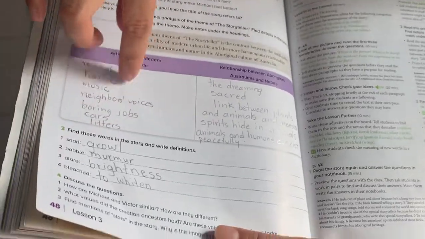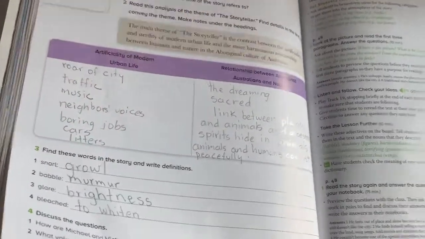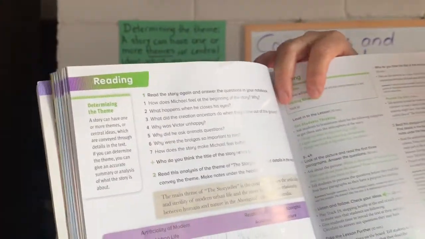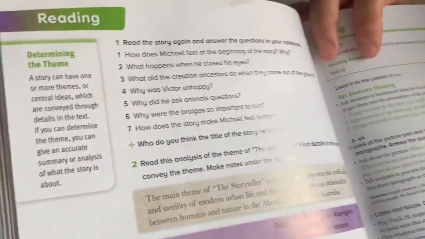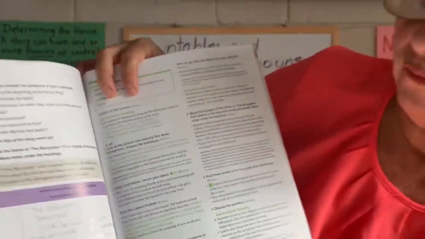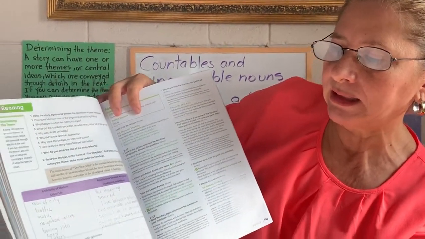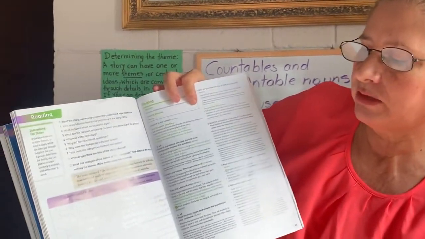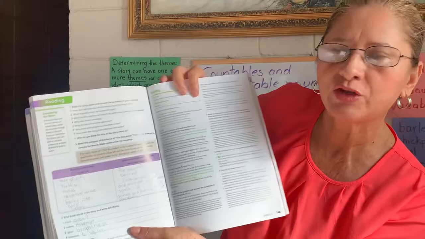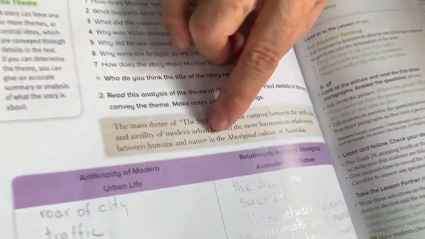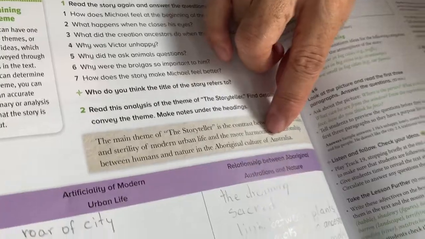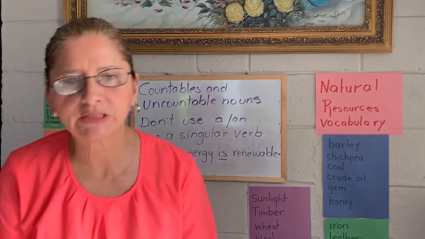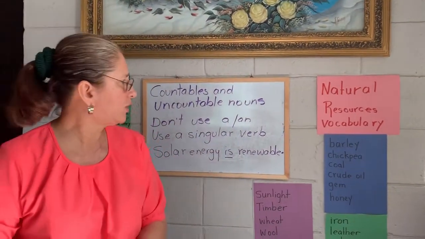This one is already done, okay? And remember that the theme of The Storyteller is the contrast between the artificiality and sterility of the modern life in which Michael lived, and the relationship between humans and nature in the Aboriginal culture of Australia. Okay, this is the most important thing I can tell you about this topic.